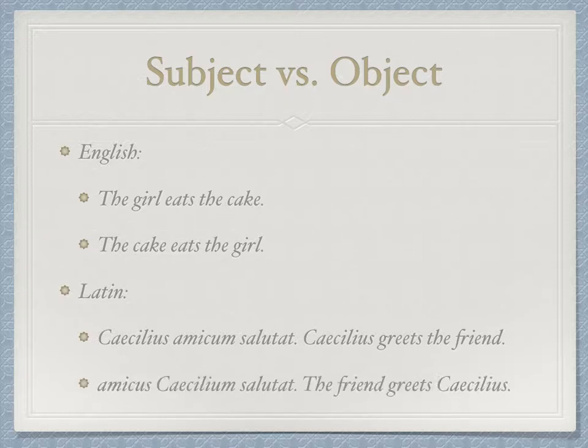They can do that because if we look at how to say the friend greets Caecilius, amicus Caecilium salutat, notice that those endings have changed. So -us is for the subject, -um is for the object. So even if we said Caecilium amicus salutat, we can tell that it's the friend greeting Caecilius because of the ending, not the order of the words. These changing endings are referred to as case.